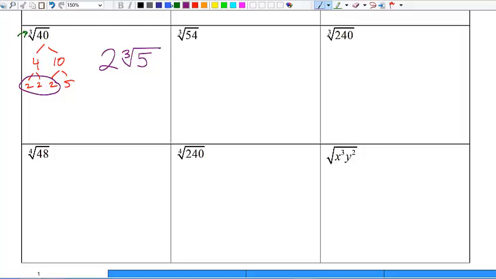Now, one common mistake students will make is they'll forget to keep bringing down the cube index on their answer. So please don't make that mistake because I can't give you full credit if you don't bring your cube.